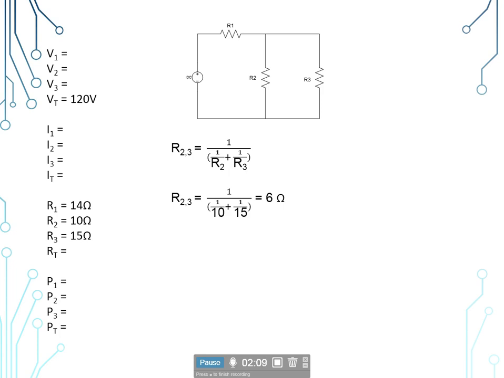Now the smallest branch resistance of the parallel portion of the circuit is 10 ohms, and that 6 ohms does fall underneath it, so it meets the criteria, the rules we have for parallel circuits.